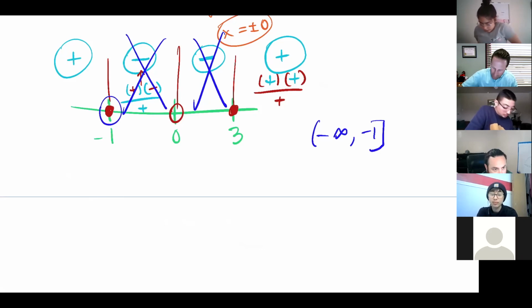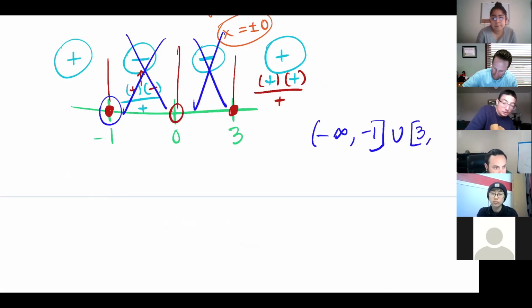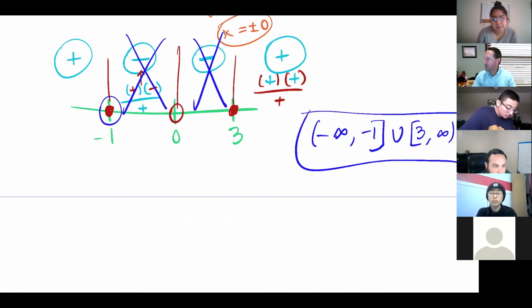Okay, then we're going to have to jump all the way over to what? 3. All the way over. We don't want any of the negative stuff. No. All the way over to 3. And positive infinity, which is included all the way to positive infinity. And that will be our final answer.